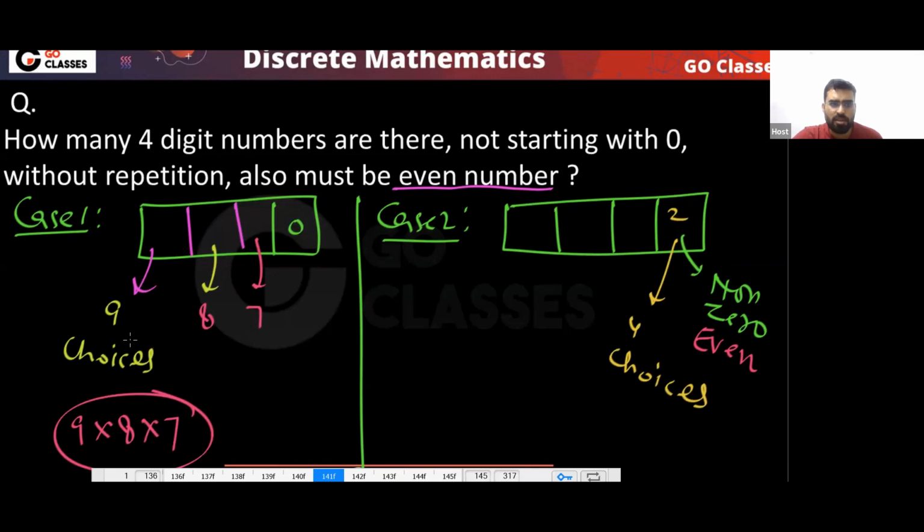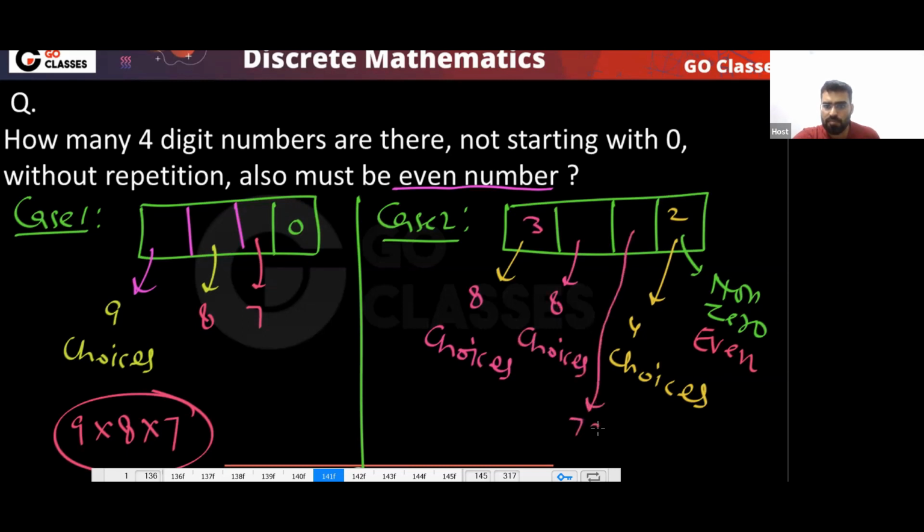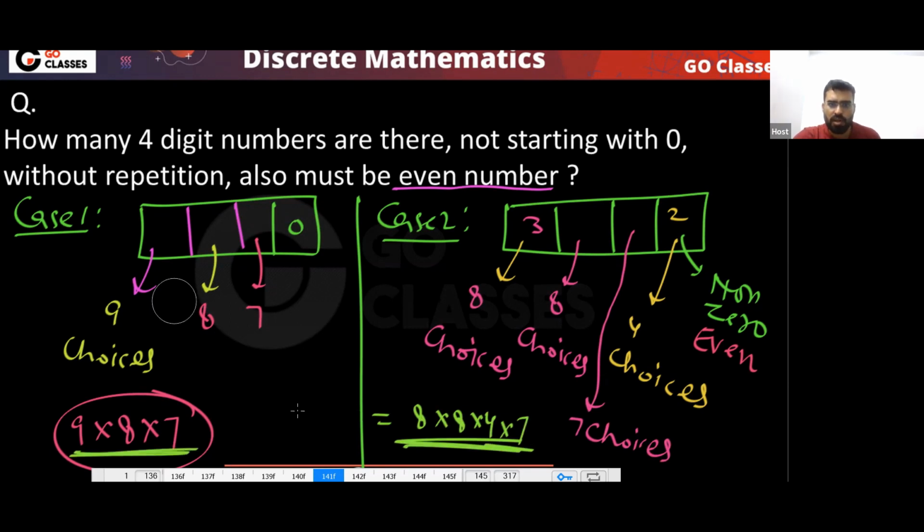Now how many choices here? You cannot put 0, you cannot put 2. So there are 8 choices. Whatever you put here, for example 3, now I can put 8 choices. Now I can put 0, there is no problem. And for this also there are 7 choices. So what is the answer? This will be 8 into 8 into 4 into 7. Okay, 8 into 4 into 7, plus this. If you add both of them, you will get your answer. Your answer will be this plus this. Is it clear to everyone?